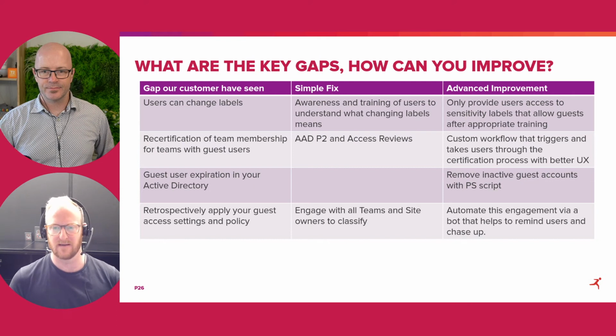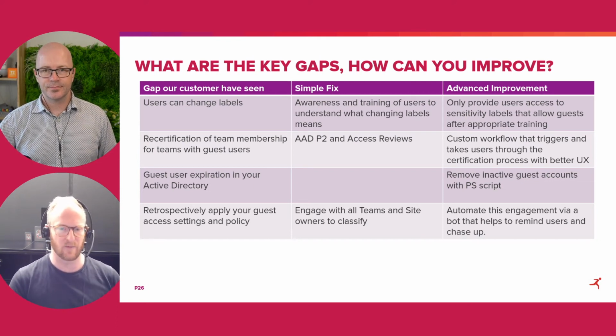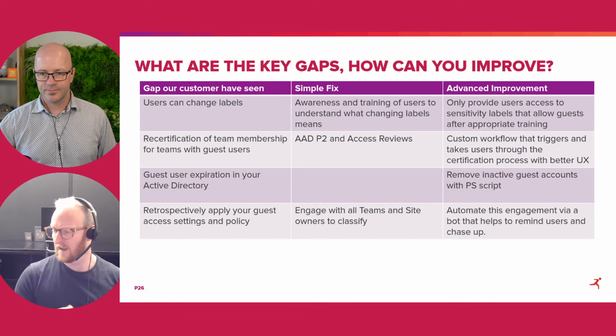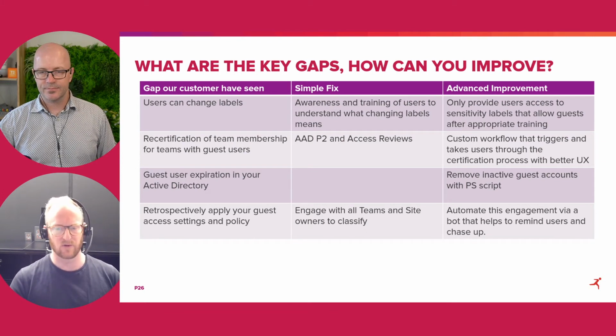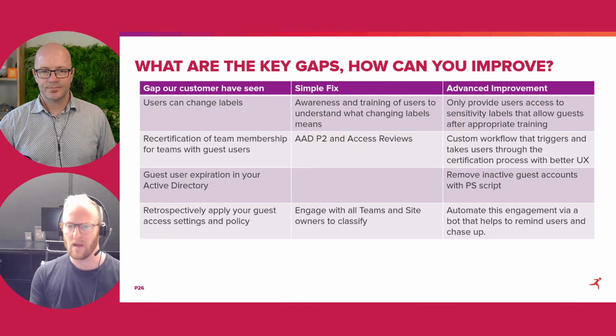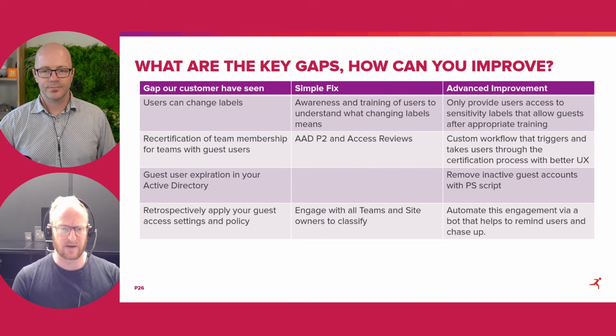Now, how can you fix that? The simple fix here is just about training and awareness. And what we have done with quite a few of our clients, and we'll talk about in the next section of the demo, is setting up a group that only users who have done the training are allowed to have access to labels that enable guest access. So you can choose which user groups have access to which sensitivity labels. You can have a group that says, I've passed training, or, I'm trusted to add guests, and I've been through the training. Then only those users would have access to labels with guest user access, and so you can do awareness and training around that. That's the sort of advanced improvement we'd recommend on that one.